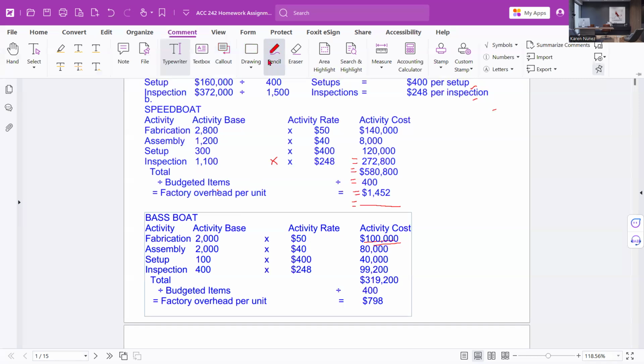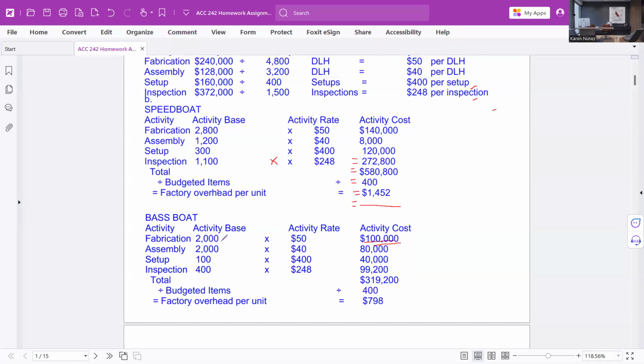So if I could mark things up a bit here, we, again, take the activity base fabrication times the activity rate. It gives us the cost that we allocate. The activity base times the rate gives us the allocated costs. Same thing for setup and for inspection. And then we put it all together and we get the total activity costs. So all the overhead that we allocate using ABC. And then we want to divide by 400 units again because we have 400 units of the bass boat too. And that gives us our final answer. That's what we need, right?